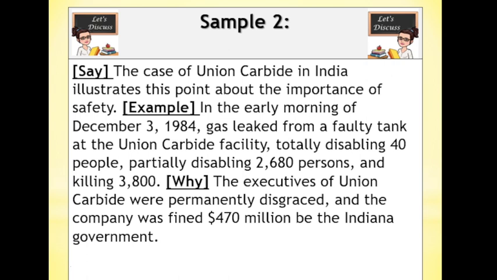So what is our statement? Our statement is that the Union Carbide case in India points out the importance of safety. So why is safety important? Okay, it's because of the example situation that happened on December 3, 1984, wherein a gas leak from a faulty tank disabled and killed a lot of people. And why are they related to one another? Because the Union Carbide executives were permanently disgraced. And aside from that, the company was also fined. So this is what we call the SAW or SEW method.